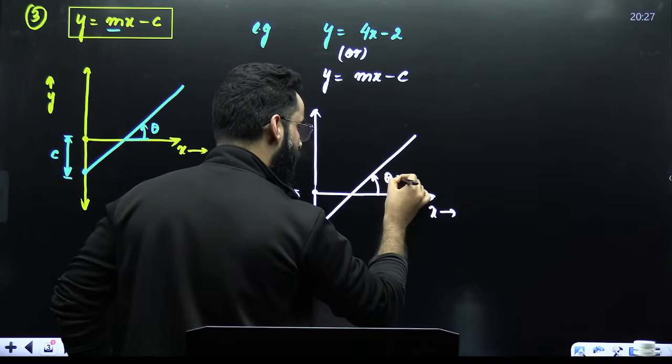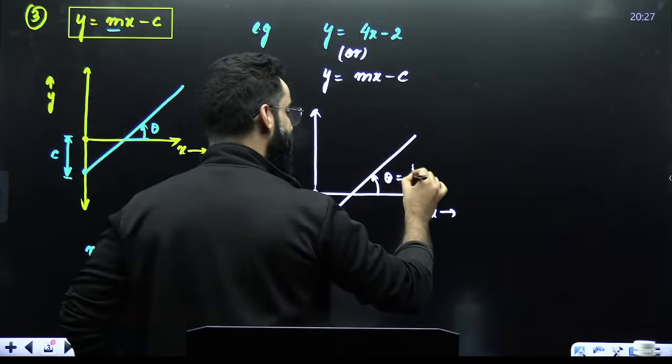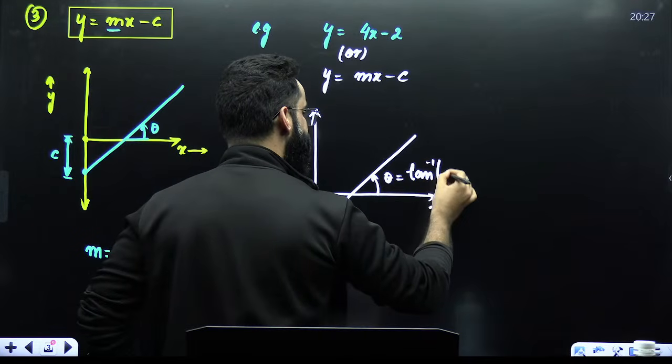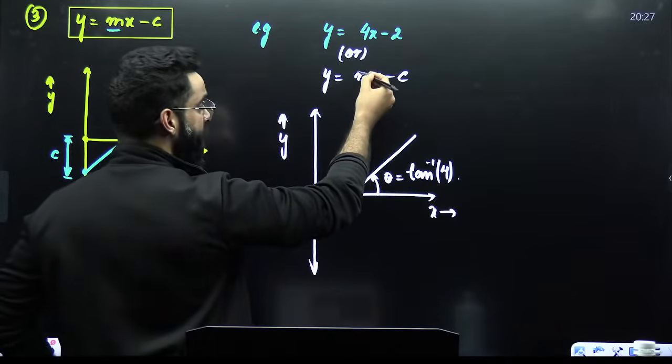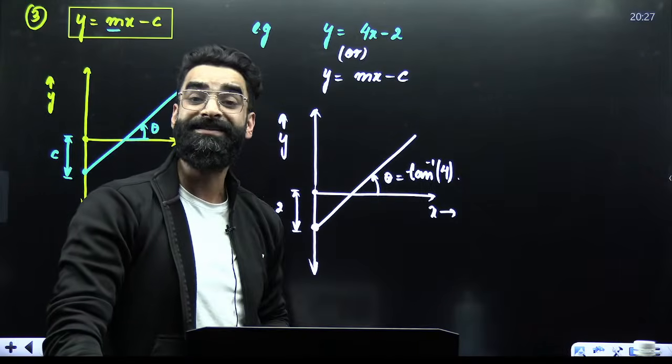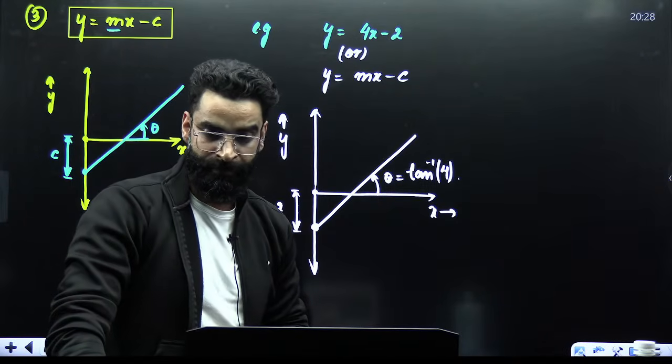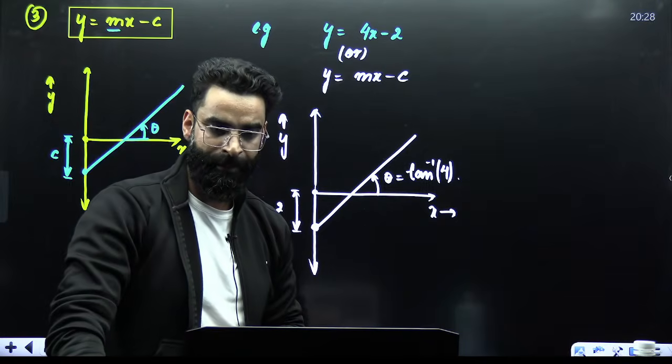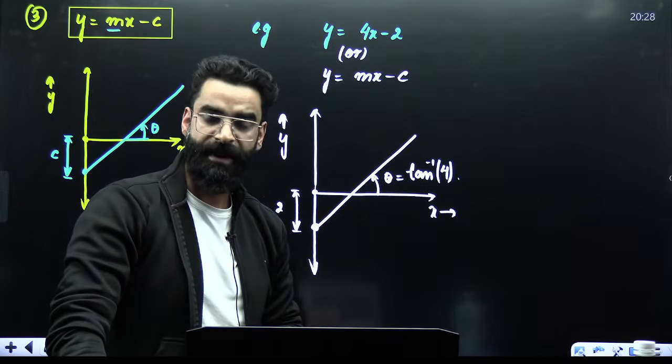And I believe all of you are in a position to check what theta is. Theta is nothing but tan inverse of 4, right? Because when you compare, m is equal to 4, which means tan theta is 4. Tan theta is 4 means theta is equal to tan inverse 4. Is it simple? Everyone in the chat, is it clear?